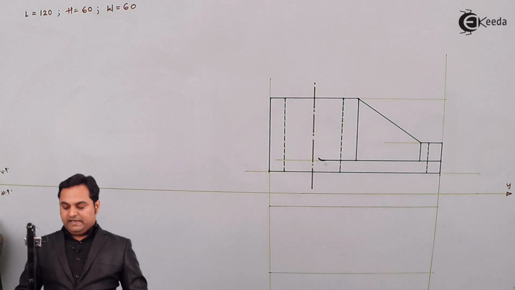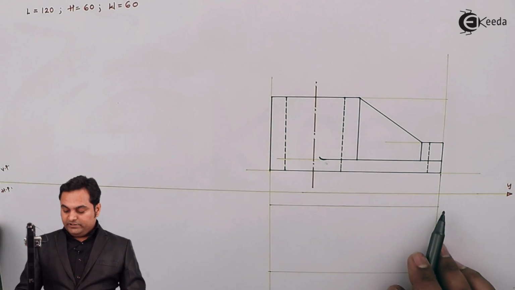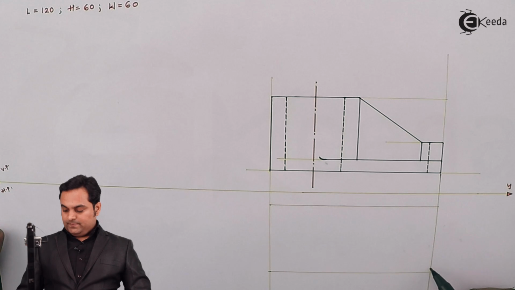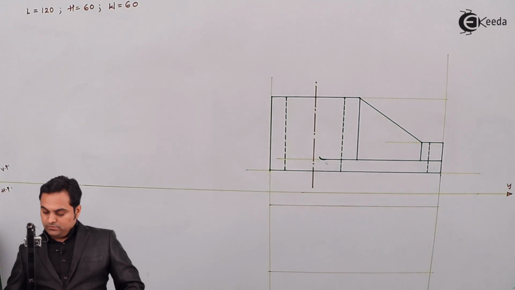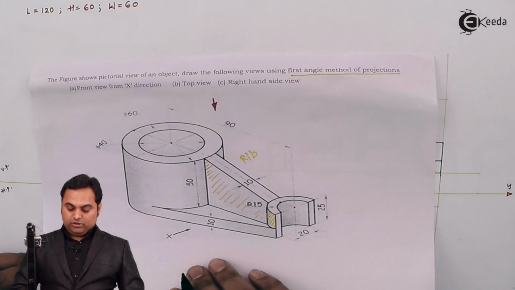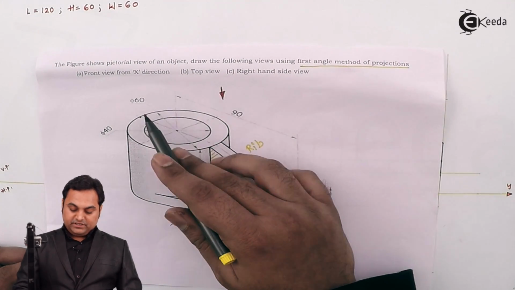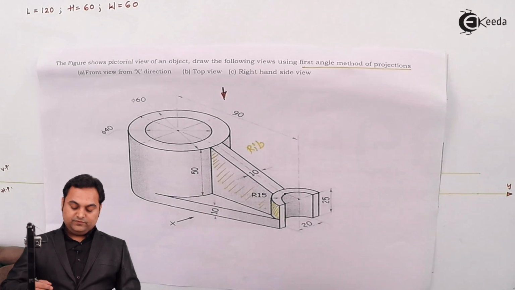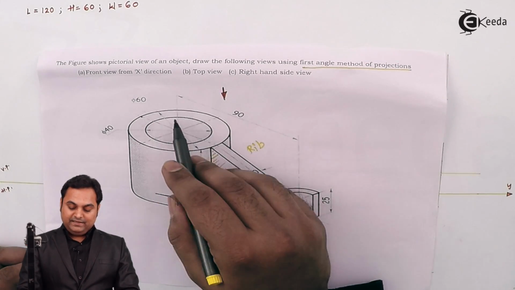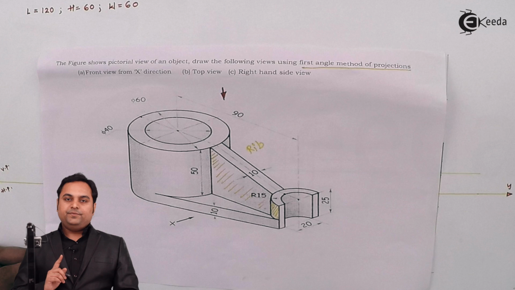So here we have a rectangle of length 120 and width 60 for the top view. As an observer, when we are looking from top, this complete circle is visible, that is both the circles of the cylinder, outer circle and inner circle are visible. I'll draw them first.